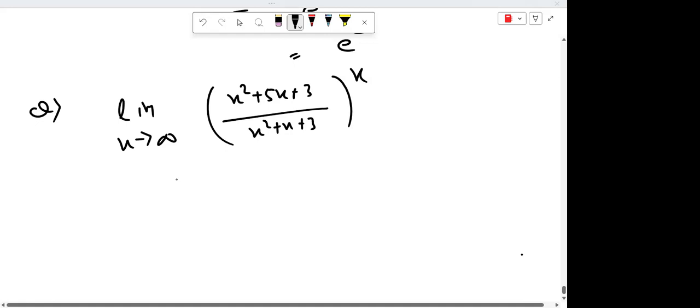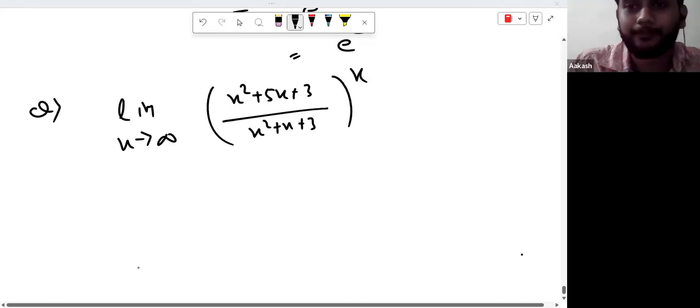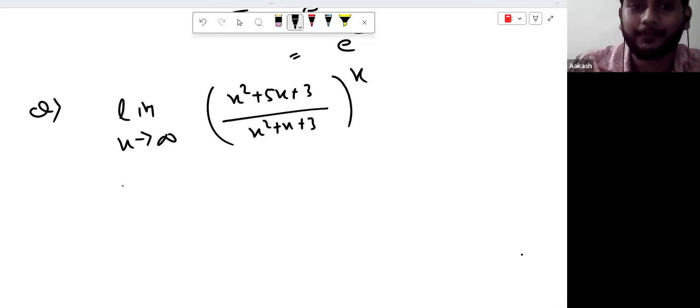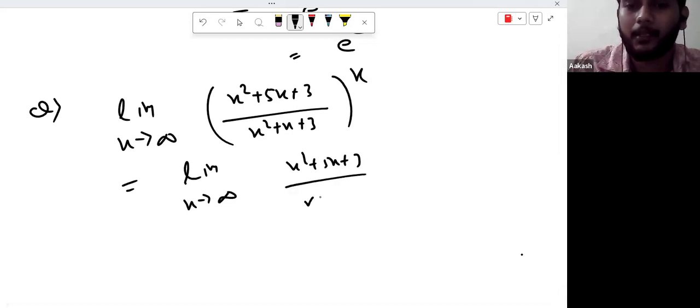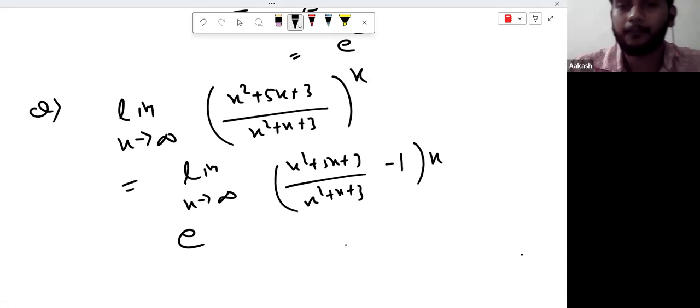So the answer is 2x. Can the answer be in x? X is infinite, so the answer is infinite? No. The limit x tends to infinity, so we write (x square plus 5x plus 3 upon x square plus x plus 3 minus 1) into x, and this is in the power of e, right?